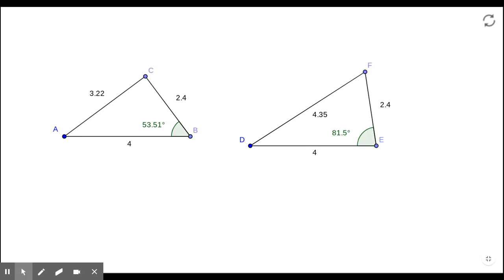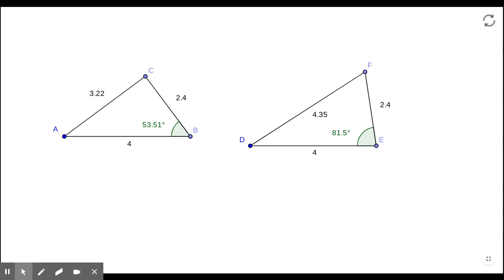So I'm hoping you can see in this diagram that in triangle ABC, the side AB is congruent to side DE because they both have a measure of 4. And then over here, side CB is congruent to FE because they both have a measure of 2.4. And once you have this scenario where you have two triangles with two pairs of sides that are the same measurement, we can do a comparison of the third side.